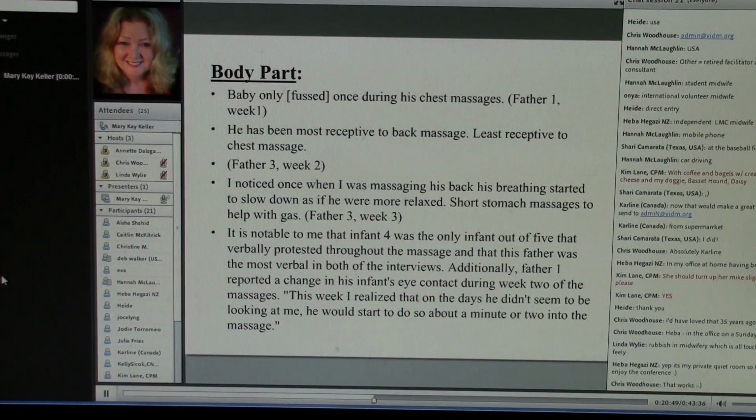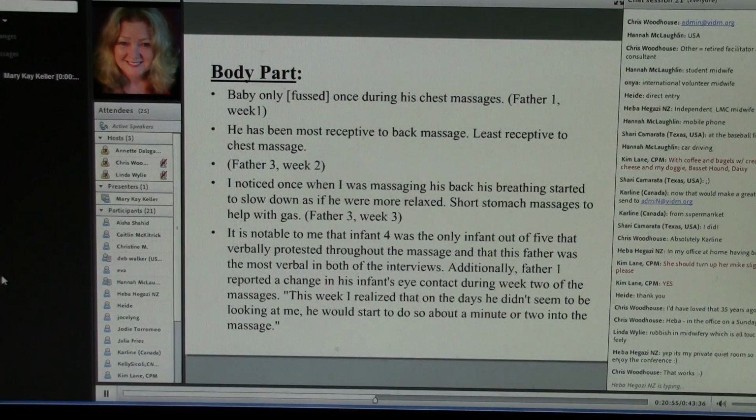Body parts. This is what was so relevant to supporting attachment theory. The fathers were very sensitive and also adjusted. They adjusted time of day. They adjusted the body part that they massaged.